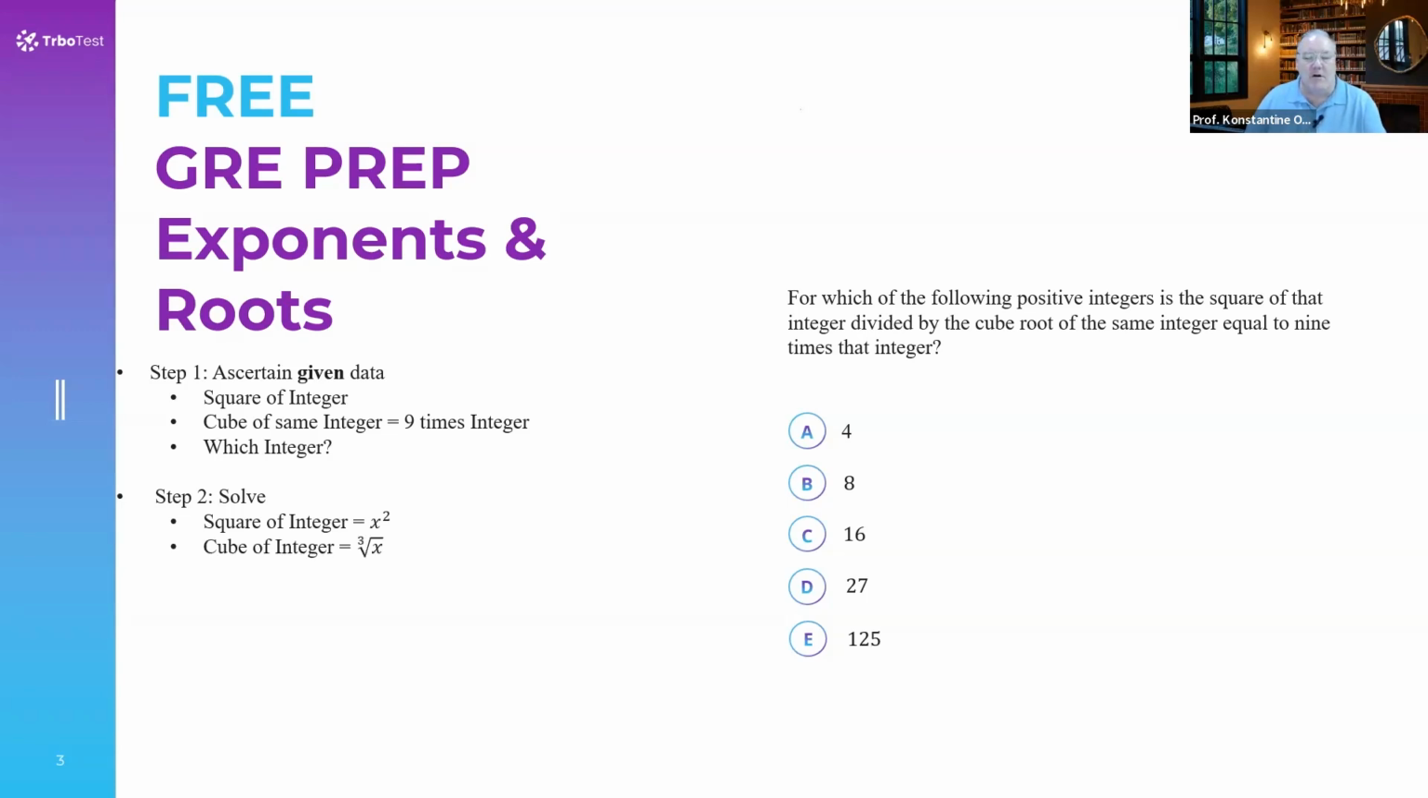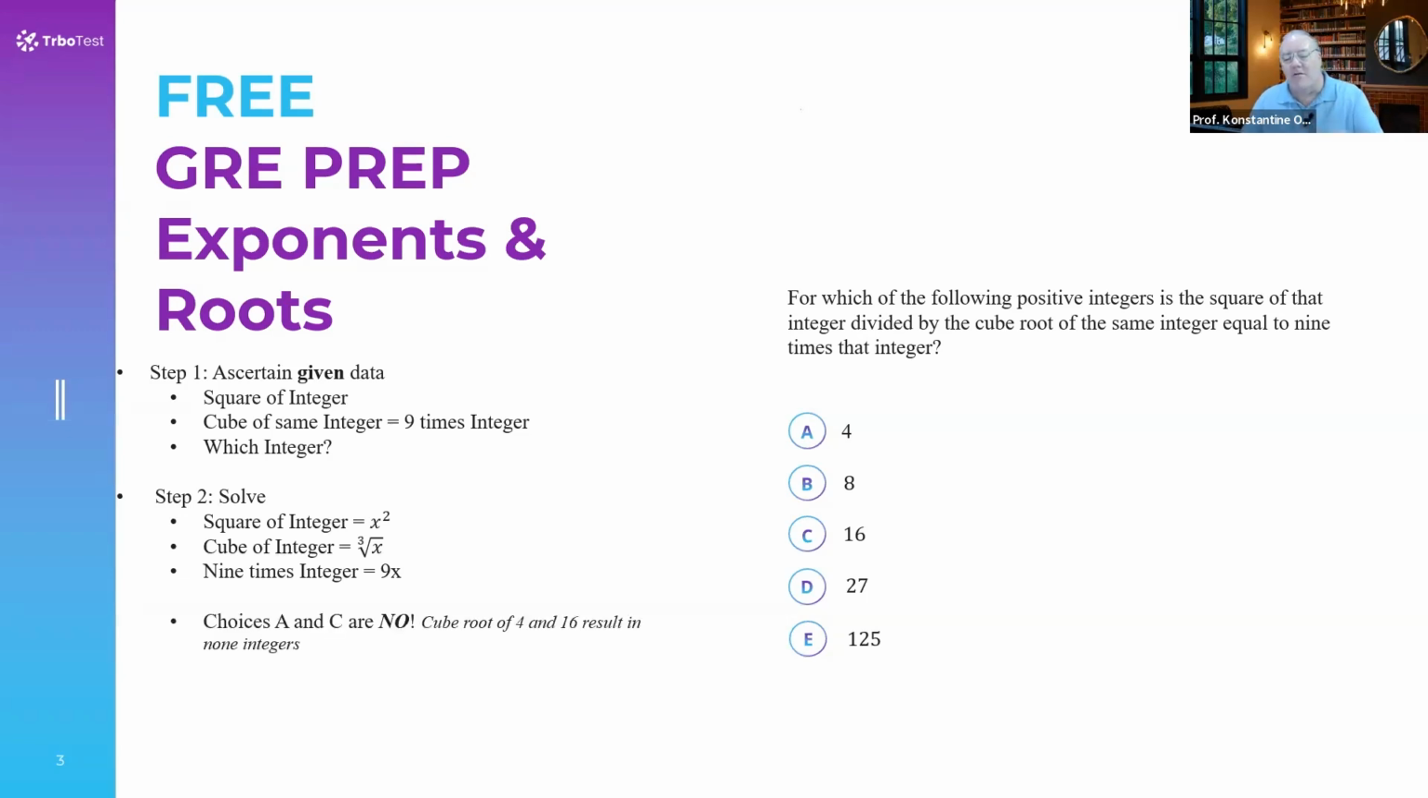Cube root of an integer, of course, again, right into a math term. We have the cube root of the integer, 3 radical x. Then it says 9 times the integer. Well, we already determined that the integer is x, so we'll make it 9x. That's 9 times. So far, it's much easier because we can see it. But let's go ahead and plug those in.